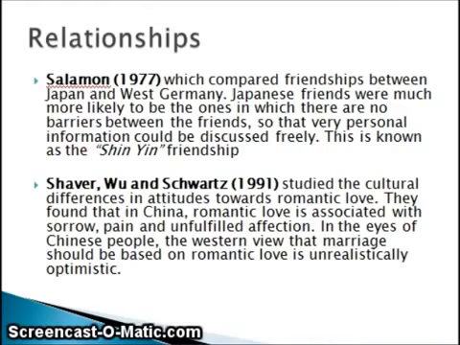So these are two other examples of kind of studies in relationships. Salomon looked at people in Japan and West Germany. Japanese friends are much closer than you would expect or than you see in other cultures. They have a concept known as the Shinyin friendship. And the Shinyin friendship is basically a friend who knows every single thing about you. You can talk about absolutely anything with them. Whereas in Germany, people were a lot more kind of closed off.